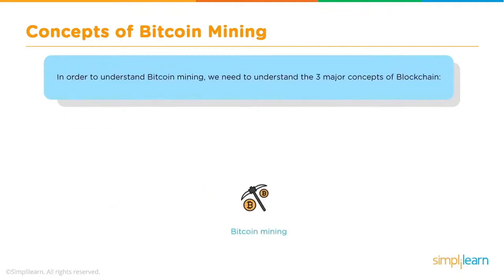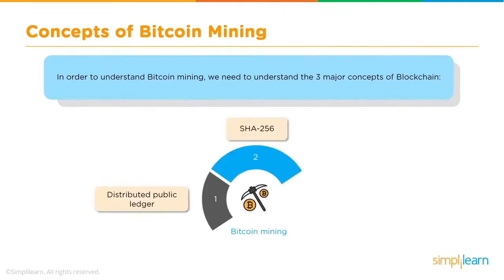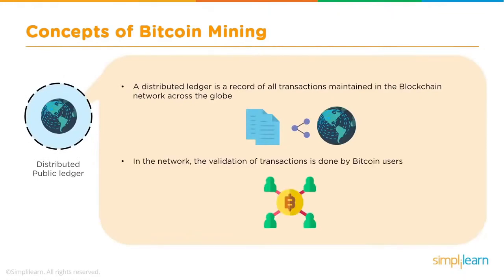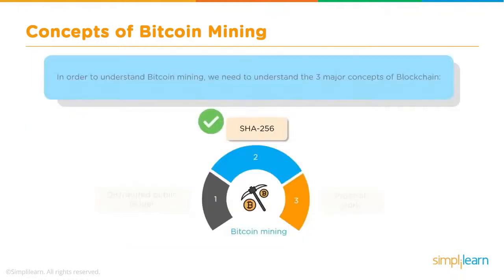Now in order to understand Bitcoin mining, we need to understand 3 major concepts of blockchain. It is based on a distributed public ledger. It uses the SHA-256 encryption algorithm, and proof of work is the underlying consensus algorithm for Bitcoin mining. First, the distributed public ledger. A distributed ledger is a record of all transactions maintained in the blockchain network across the globe. In the network, the validation of transactions is done by Bitcoin users called miners.